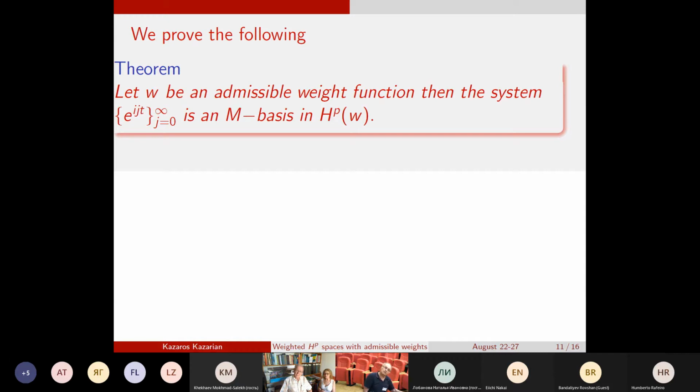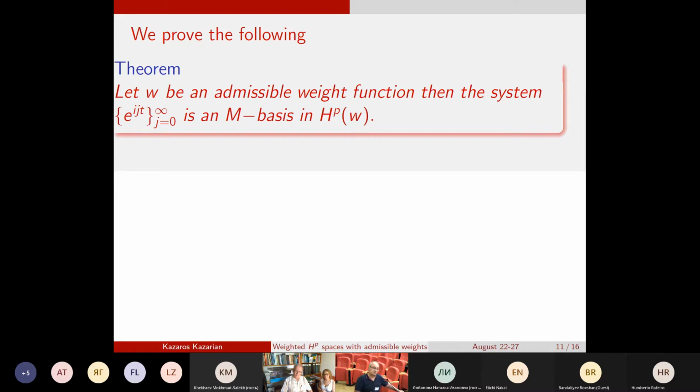So, the first result is the following: the system e to the power iλt, t from 0 to infinity, is an M-basis in HP with the weight W. Okay, so what does M-basis mean? It means that the system is closed. It's obvious because its closure is denoted by HP omega. So it's minimal. Okay, it means that it has a unique bi-orthogonal system.